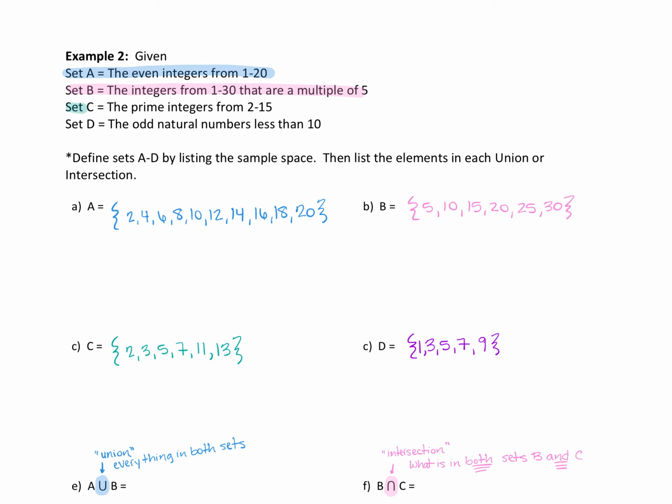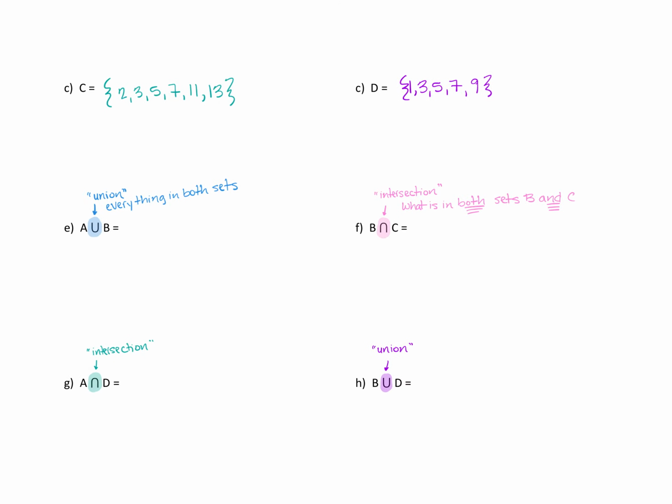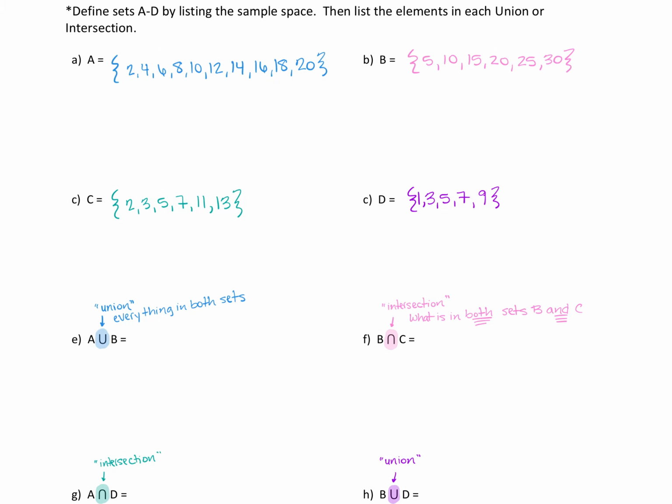And then set C is the prime integers from 2 to 15. These are the prime integers from 2 to 15. And then set D is the odd natural numbers less than 10. And now, if we want to talk about A union B, remember that the union symbol stands for union, that's everything in both sets. So we have to look at A and B, and we want to include everything.